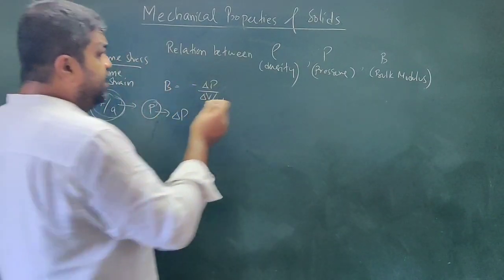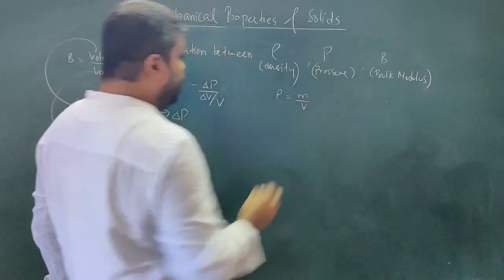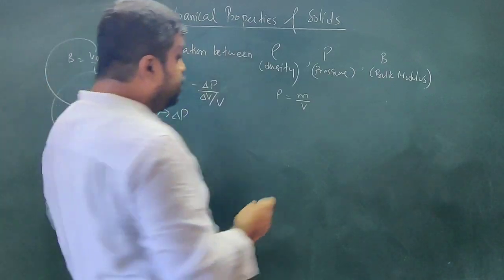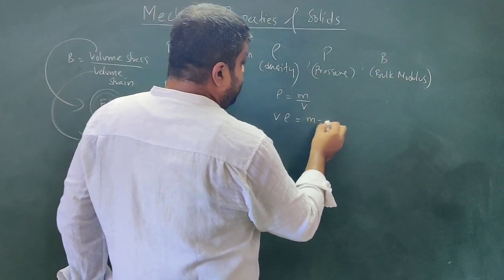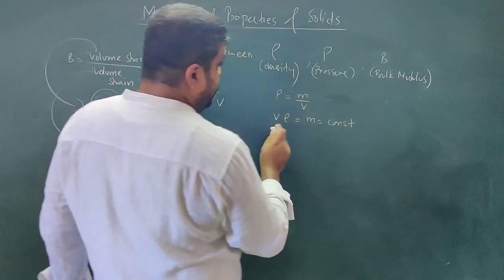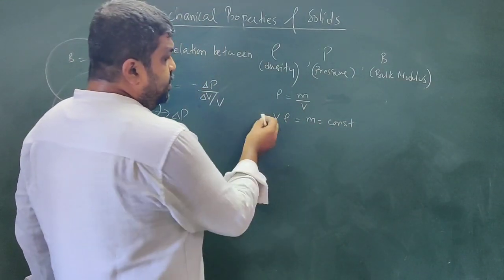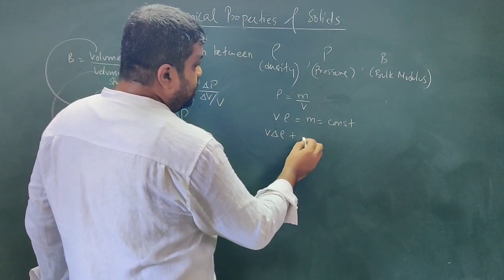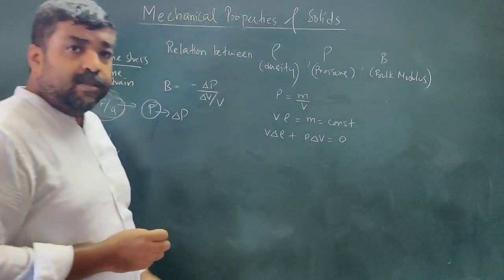Okay. Now also we know that density is equal to mass by volume. So I can write volume into density is equal to mass, which is a constant term. If I differentiate this term in this equation, this becomes V delta rho plus rho delta V, equal to 0.